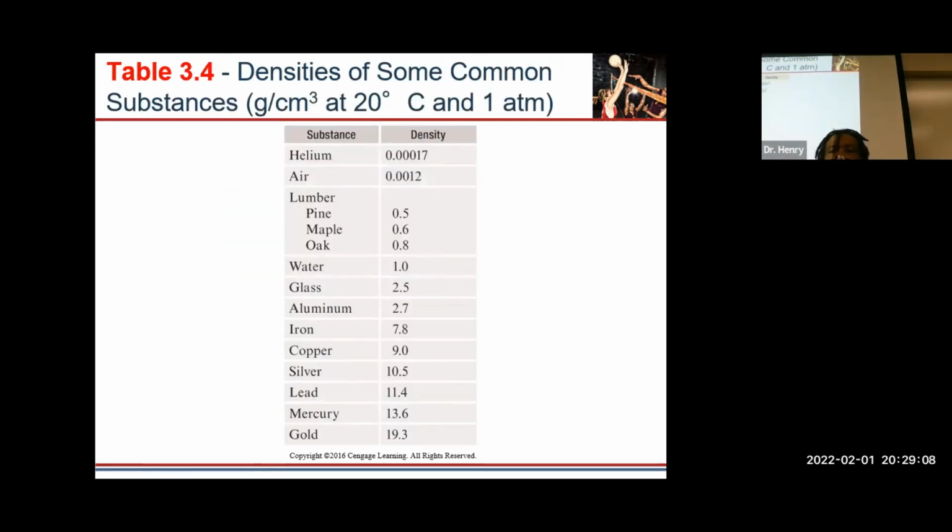So these are some densities of common things that we come across. Why does a piece of wood float on water? Because it's less dense, right? Lumber is 0.5, water is 1.0. Why does a glass sink to the bottom of the pool? Because it's more dense, right? Piece of cake, not a hard concept.